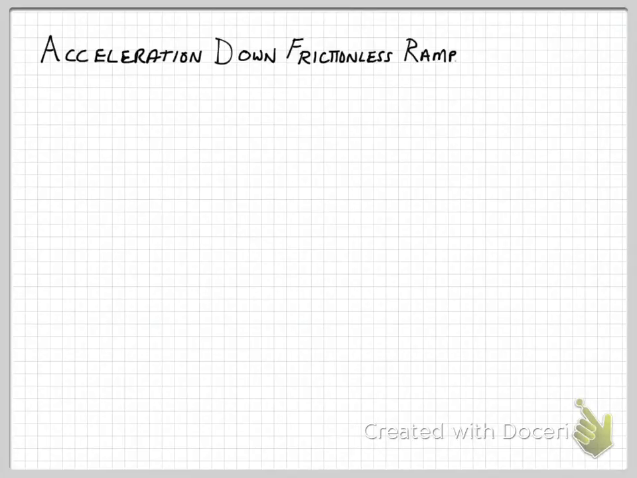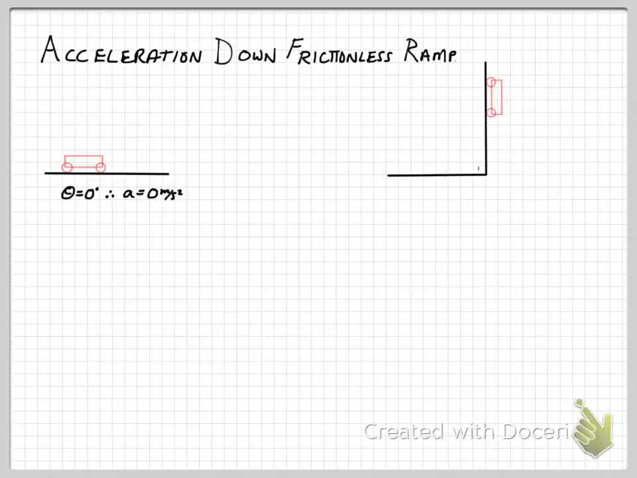The question we want to answer today is how can we determine the acceleration on a frictionless ramp? Conceptually, we can see that if the angle of our ramp is 0 degrees, the acceleration will likewise be 0 meters per second. If we continue this thought experiment and we rotate our ramp to 90 degrees, we can see that our acceleration will be g, or negative 9.8 meters per second.